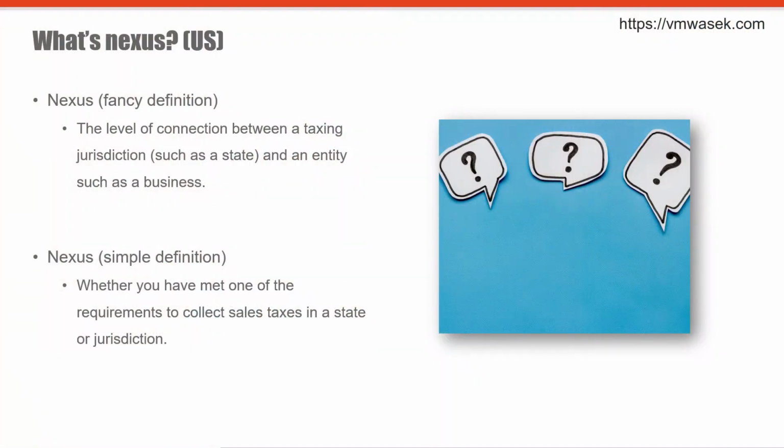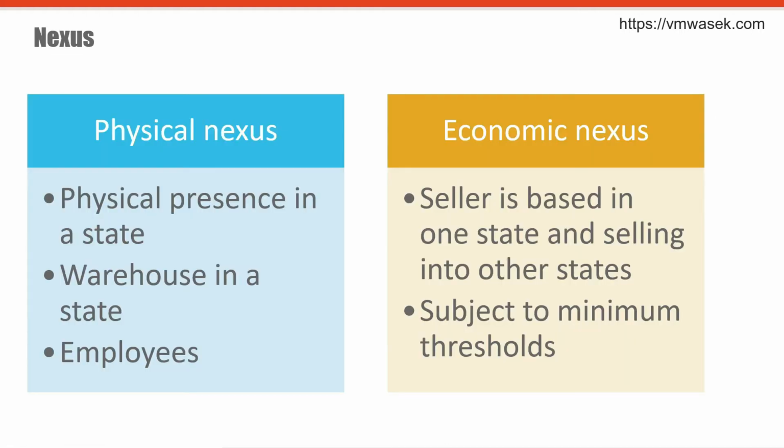Nexus, the fancy definition, is the level of connection between a taxing jurisdiction, such as a state, and an entity, such as a business, like you. The simple definition of nexus is whether you have met one of the requirements to collect sales taxes in a state or jurisdiction. There are two different types of nexus. Physical nexus, meaning that you have a physical presence in a state. There are other types of requirements, but in this video we're talking about economic nexus.